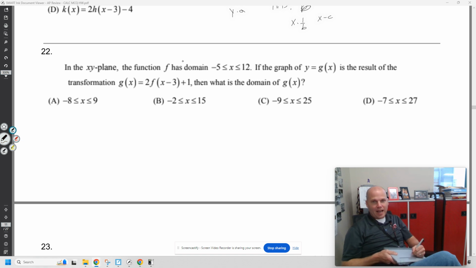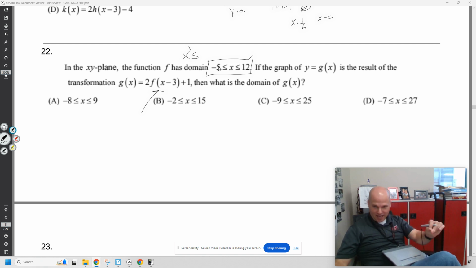The domain is our x's. What do we do to our x's? We would take our x's and we would have to plug in values where you would subtract 3 and you would get -5. And you subtract 3 and you get 12. This is like the idea of understanding the inverse. What do you do? You take your x's and you add 3 to them. You solve the equation. So adding 3, I get -2 and 15.